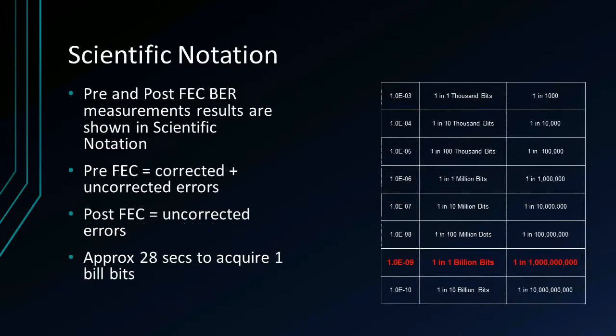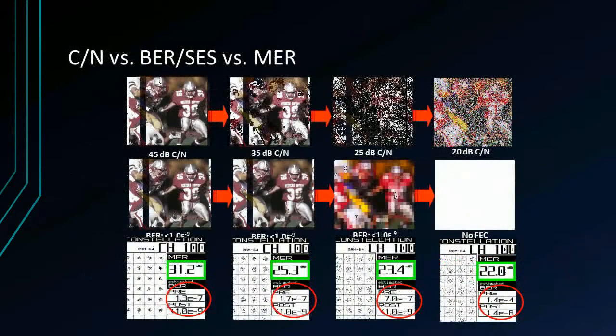Here is an example of a scientific notation of pre- and post-BER. When testing BER, we must allow enough time for the test to complete. Once again, let's look at the pre- and post-BER at the bottom of the screen. Notice how the pre- and post-BER measurements evolve.